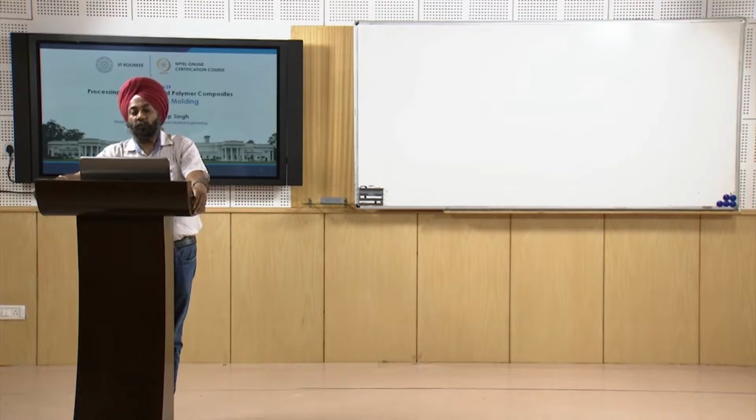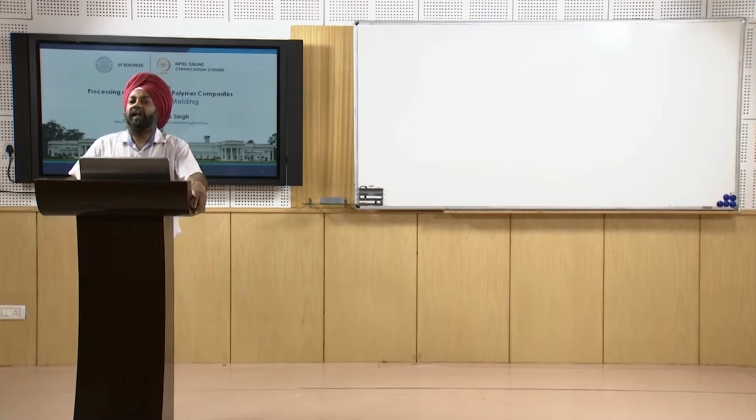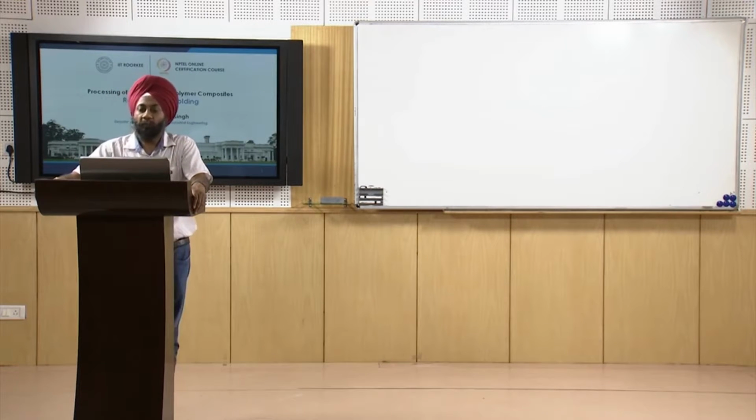So in resin transfer molding process, it is possible to achieve the near net shape with controlled fiber orientation. Now two terms have come here in the sentence. The first one is near net shape. So what we want is, we will see in the animation, we will directly get our final product. Near net means near net. So net means the exact, but near net means slightly close to the exact. So we can get the near net shape of the composite product using the resin transfer molding process.